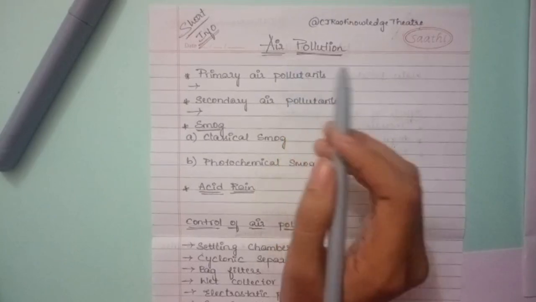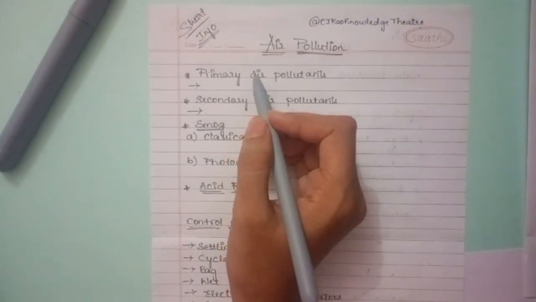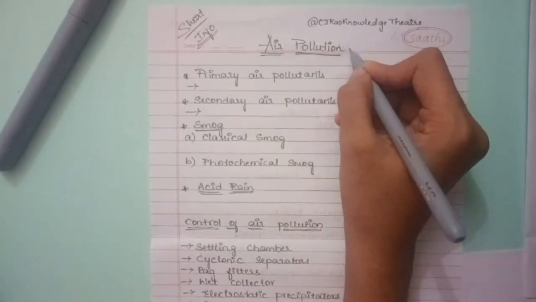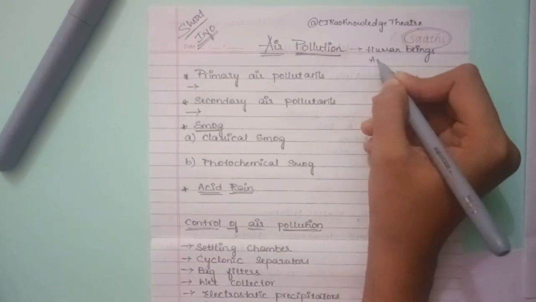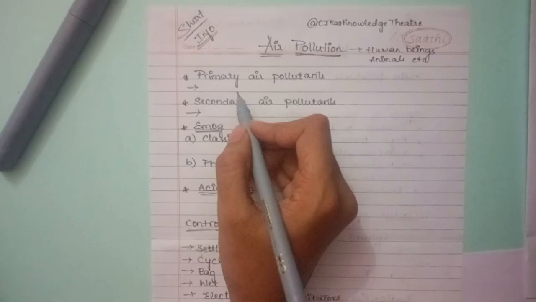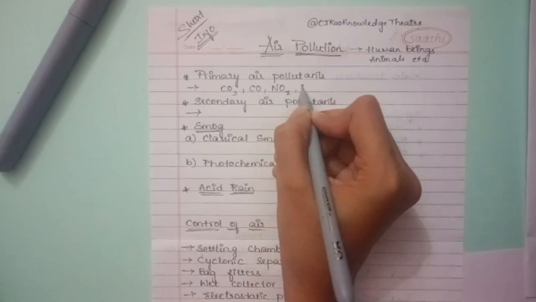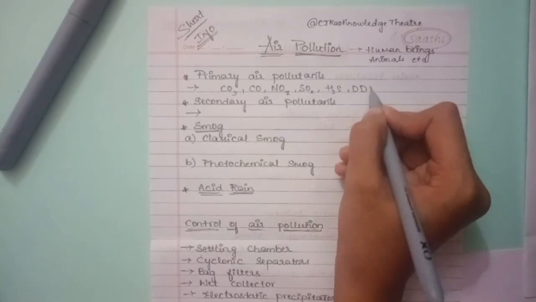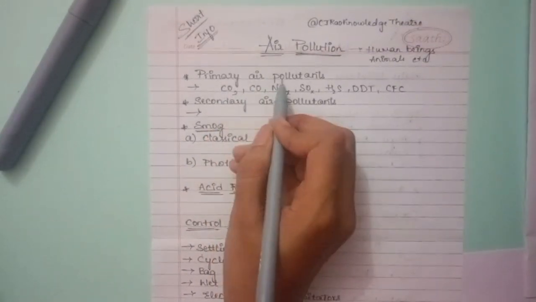Coming to air pollution, any undesirable change in the air is called air pollution. Air pollution is the occurrence or addition of foreign particles, gases, or pollutants in the air which have an adverse effect on human beings, animals, vegetation, etc. Primary air pollutants include emitted substances consisting of carbon dioxide, carbon monoxide, nitrogen oxide, sulfur oxide, H2S, hydrocarbons, particulate matter, DDT, and chlorofluorocarbons. Secondary pollutants are formed by the reactions of the primary air pollutants.